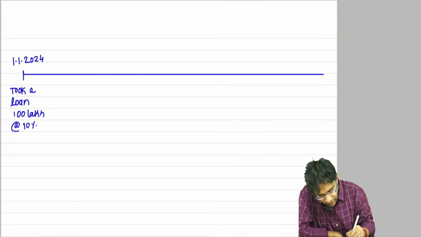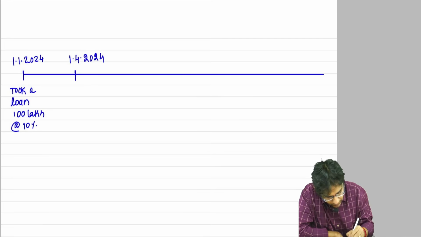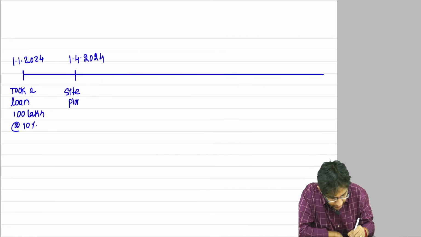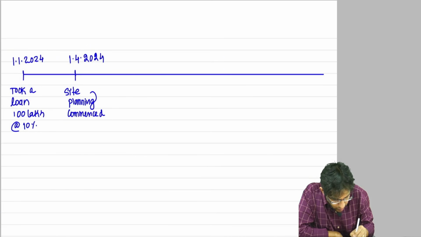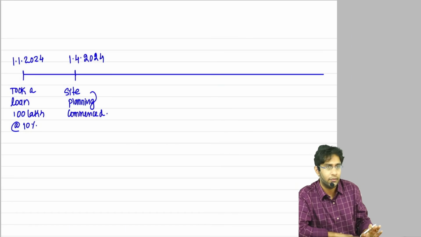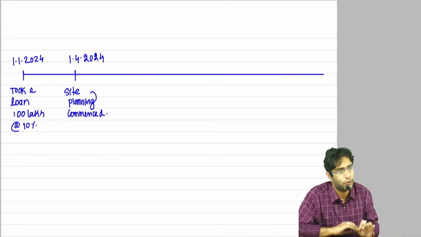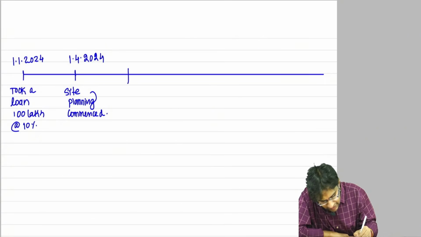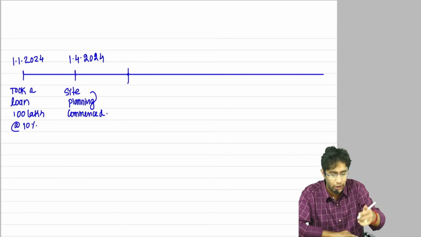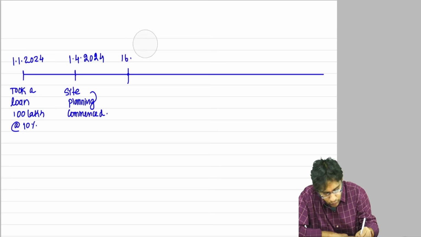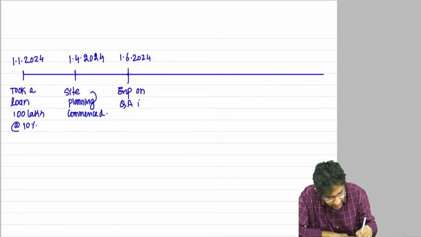So, 1/4/2024, site planning commenced. Work started, sir. I mean, brick, labor, all this did not start. Basic planning, designing work started. Basic admin approvals and all started. First day from your hand, 1 rupee went out on 1st of June. Here, expenditure on qualifying asset is incurred.